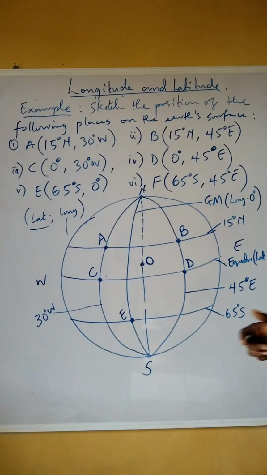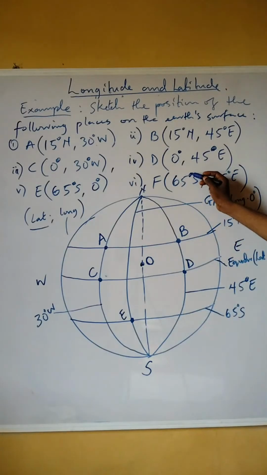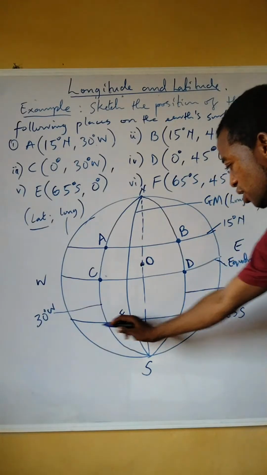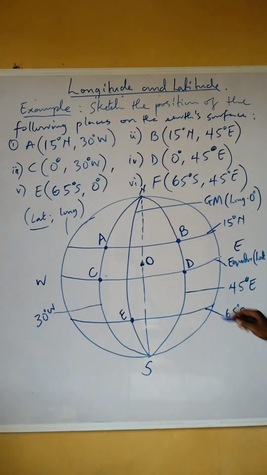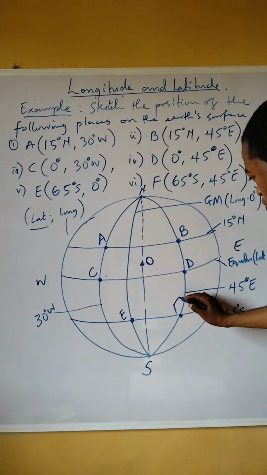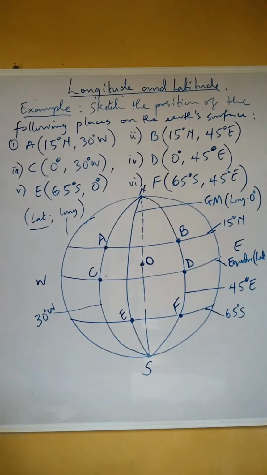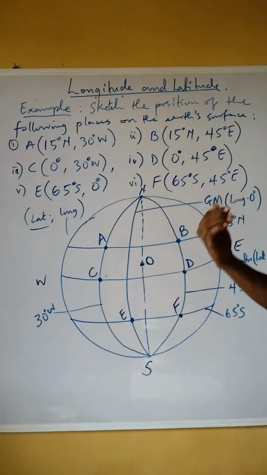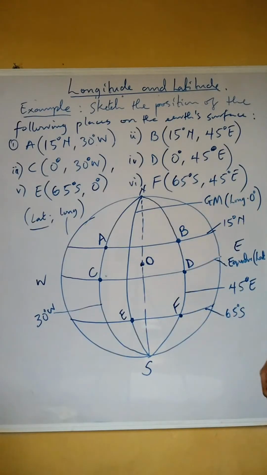Then in the same way for point F, that is 65 degrees south latitude, that is already drawn. Then also we have the longitude 45 degrees east, that's already drawn as well. So where they meet here, we have point F. So with whatever places we are locating now, we should be able to locate it on the surface of the earth.